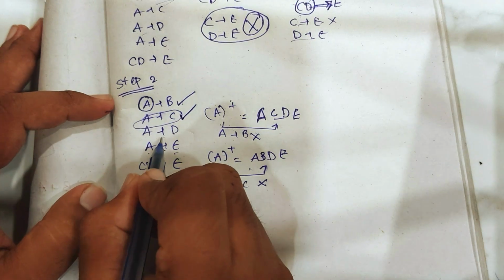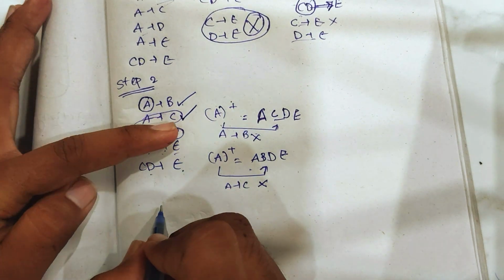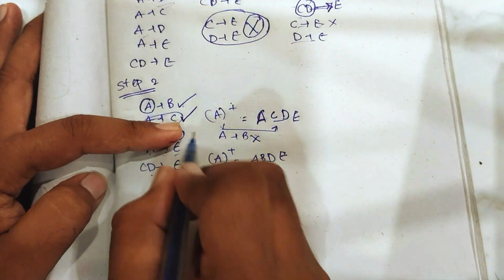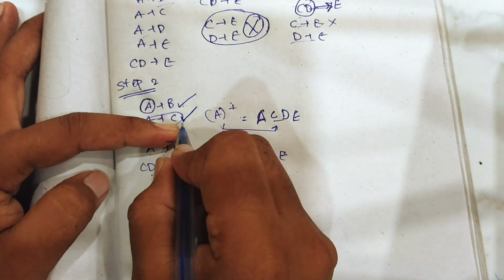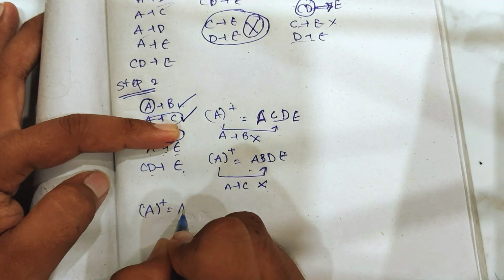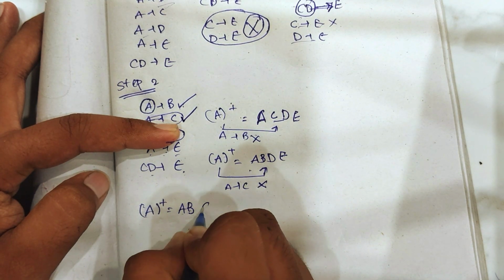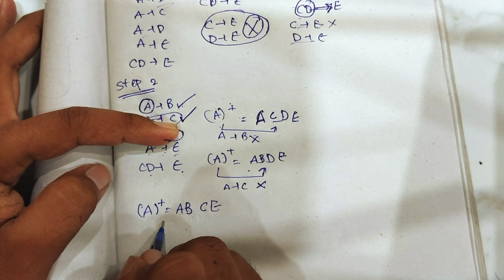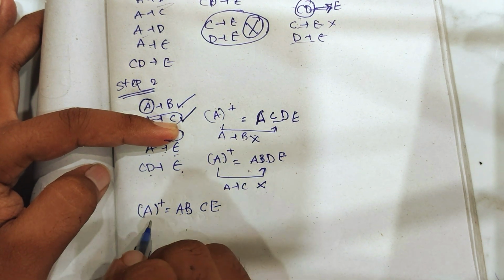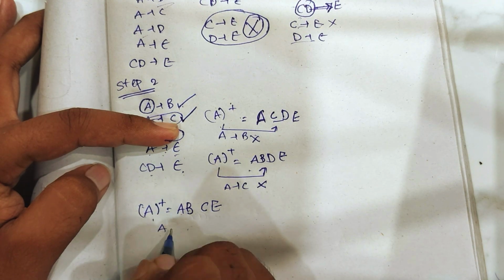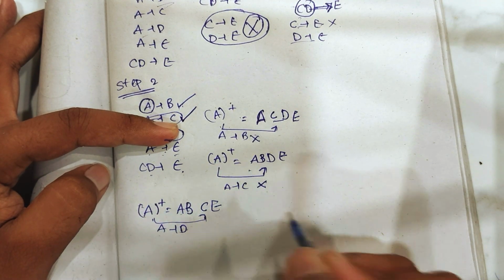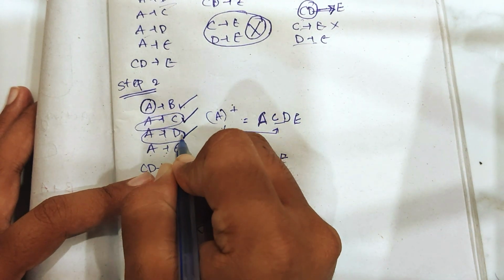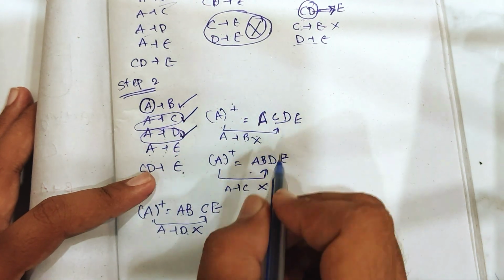Then find the closure of A without considering A to D. So there is A to C, A to B, and A to E. That's it, there is nothing more. Is there any A to D here? No, there is no A to D. So this functional dependency is also contained in the set.